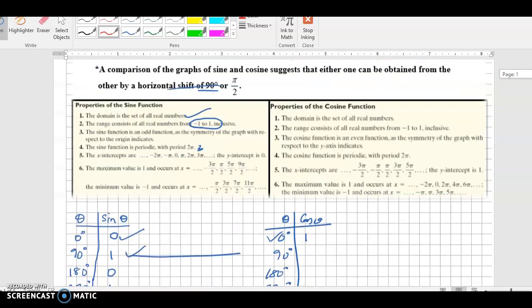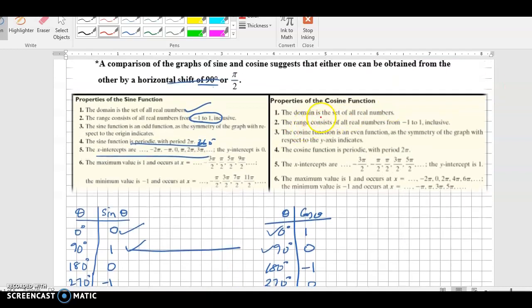Let's quickly see the features of cosine. The domain is all real numbers. The range is from -1 to 1 inclusive. And cosine is an even function. Yeah, I forgot to mention that. Normally sine of a negative x should be negative sine x, so sine is an odd function. Here cosine of negative x will become positive cosine x. So that's why it is even.